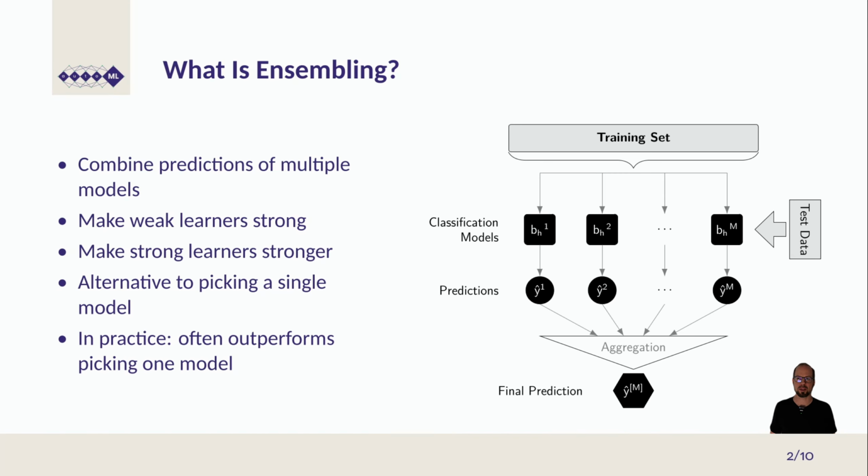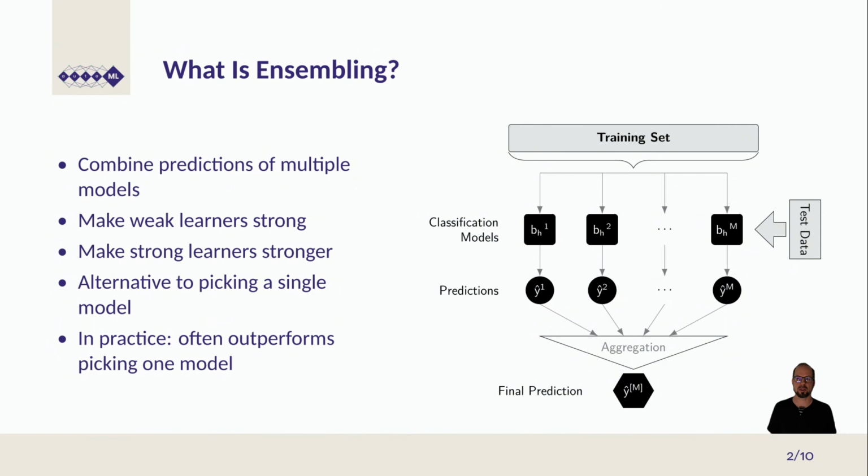Ensembling combines the predictions of multiple models to create a so-called meta-model or ensemble model. Ensembling can make weak learners strong, and it can further improve strong learners. Importantly, ensembling is an alternative to picking a single model, so it circumvents the model selection problem. In practice, it often outperforms picking a single model.